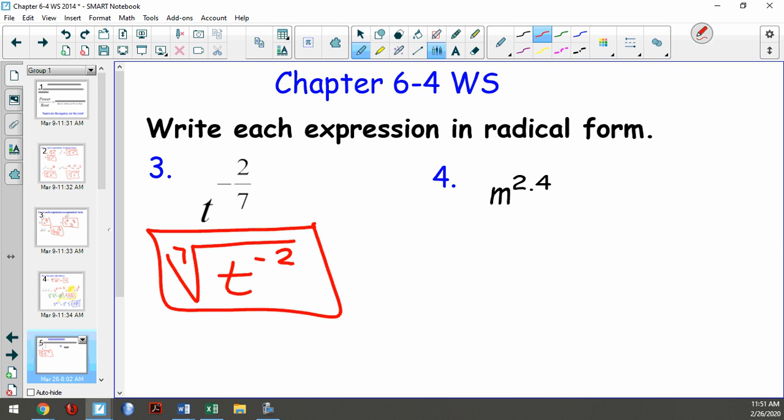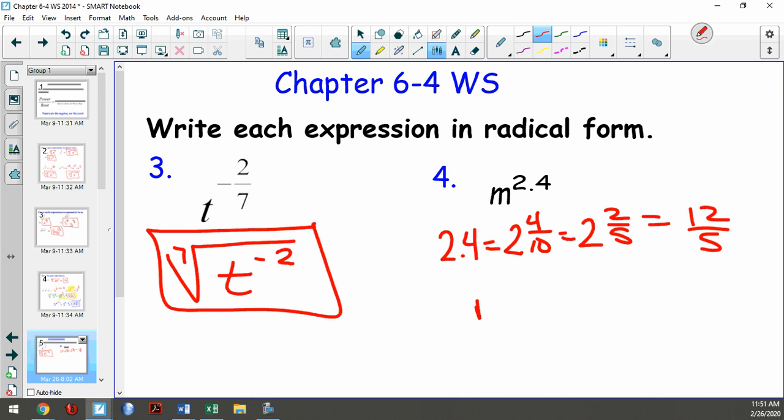Number 4. M to the 2.4. What is 2.4? 2.4 is going to be 2 4/10, which is 2 2/5, which is what? 5 times 2 is 10, plus 2 is 12/5. So my problem is m to the 12/5. How do I rewrite that as a radical? Put the check mark symbol, put the base of m, the power is 12, the root is 5, done.